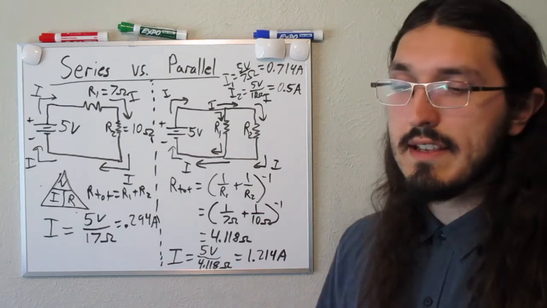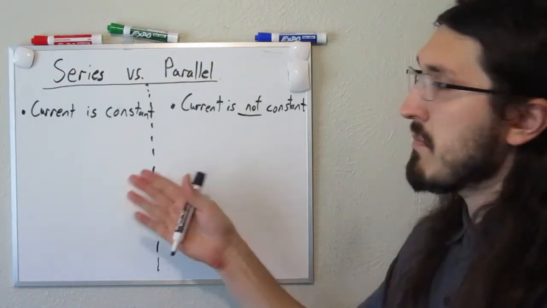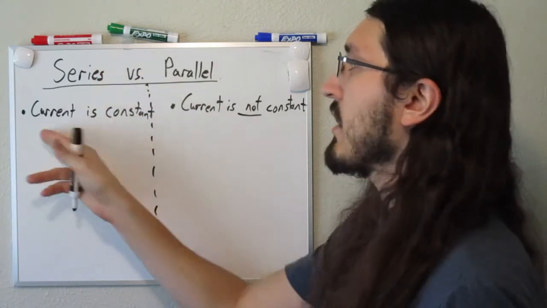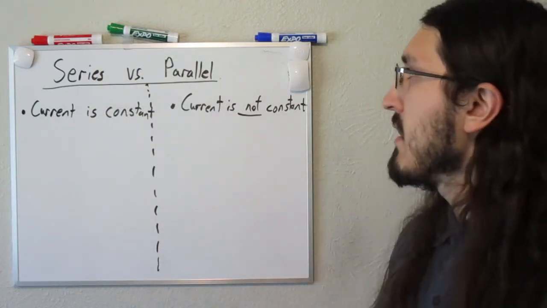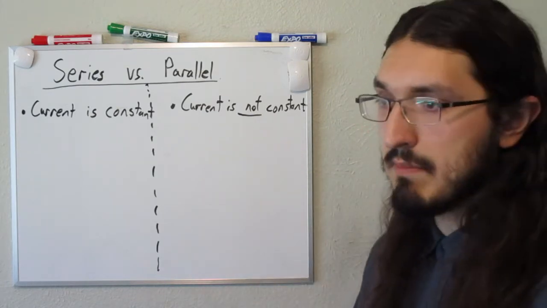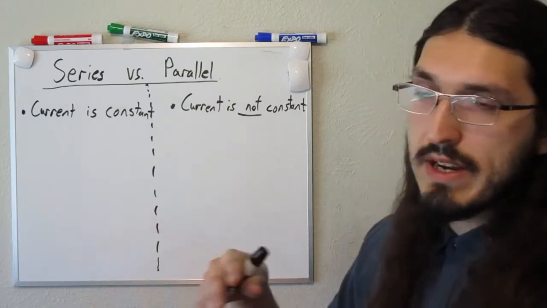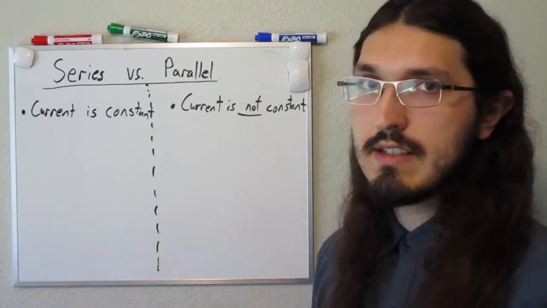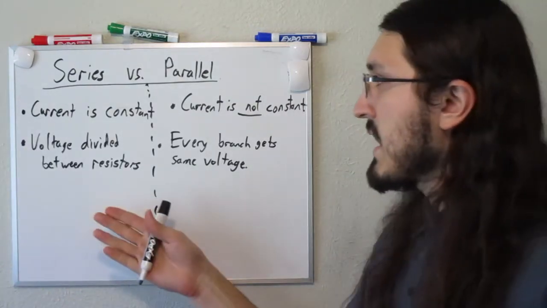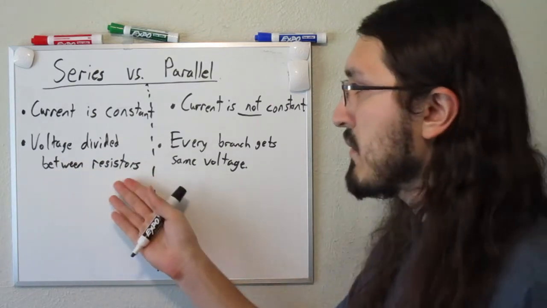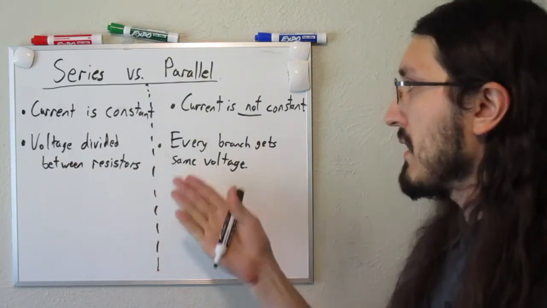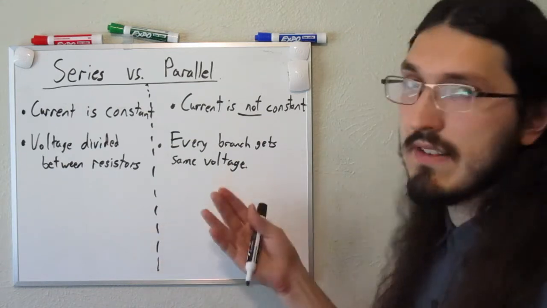Next, I'm just going to quickly list off their different qualities. The first comparison is that in a series circuit, current is constant, while in a parallel circuit, current is not constant, because in parallel circuits, the current has to split. If you measure the current on those other branches, they're going to be less than the current that comes out of the battery. The next comparison I want to make is that for a series circuit, the voltage is divided between all the resistors, while in a parallel circuit, each branch will receive the same voltage.